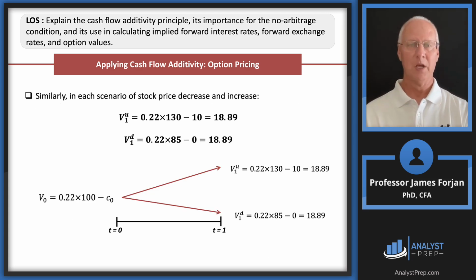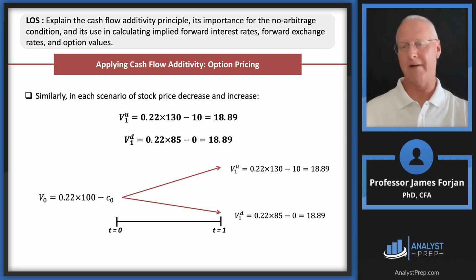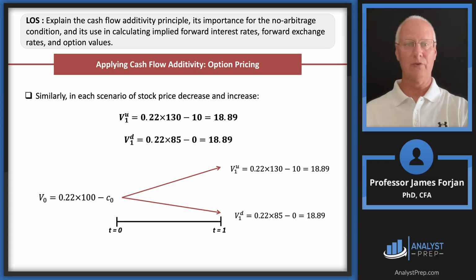All right, so you ready for this? What happens if the stock price goes up? Then I own 0.22 units. And don't worry about owning a fraction of a share of stock; just assume that we can own fractions of shares. So 0.22 times that rise in price to 130, minus the $10 that I have to pay you, right? You bought the call option, and after a year, when the price went up to 130, you made $10. So that's $18.89.